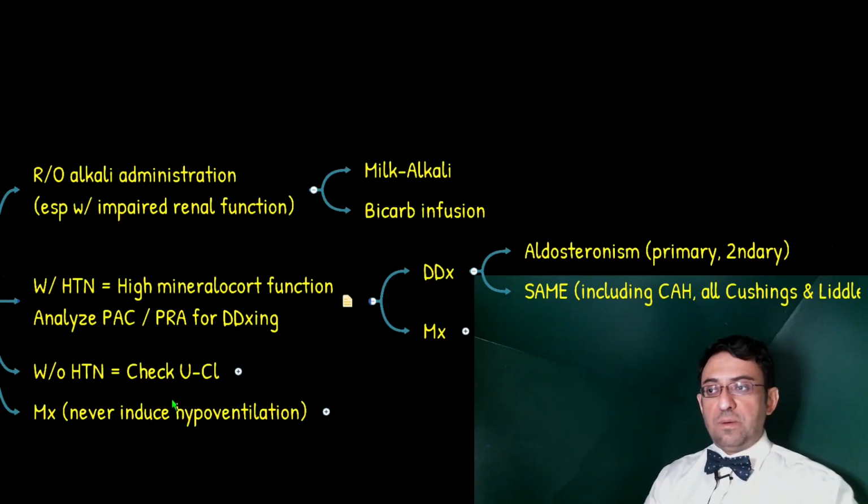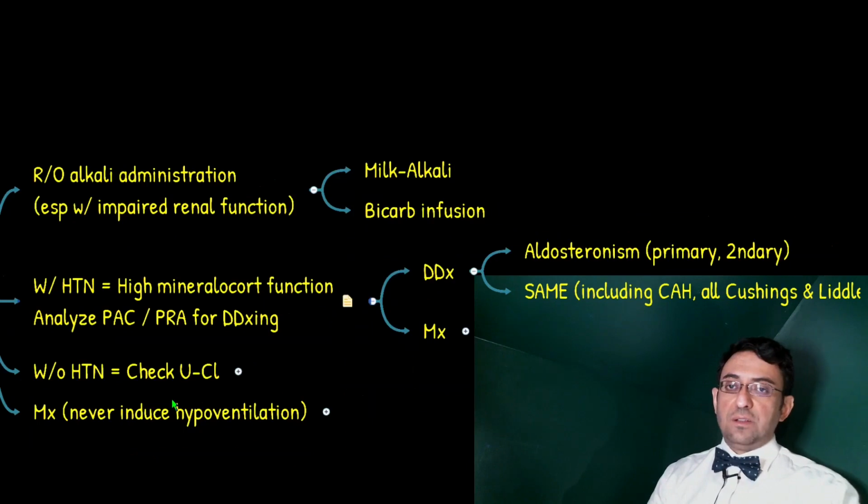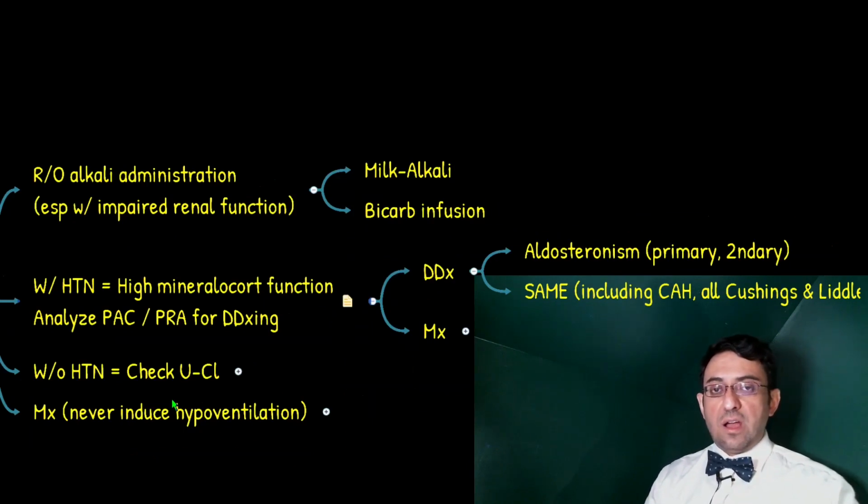What are the three possible scenarios when we evaluate PAC and PRA? We could have high renin and high aldosterone. We could have low renin and low aldosterone. And we could have high aldosterone and low renin. We never have a condition in which we have high renin but low aldosterone. So let's review some cases.